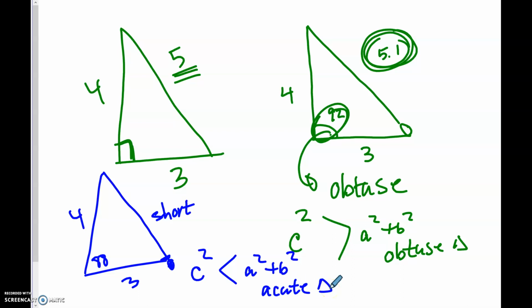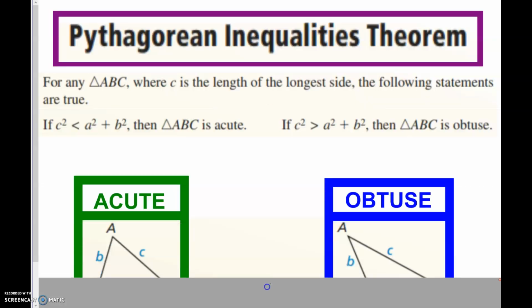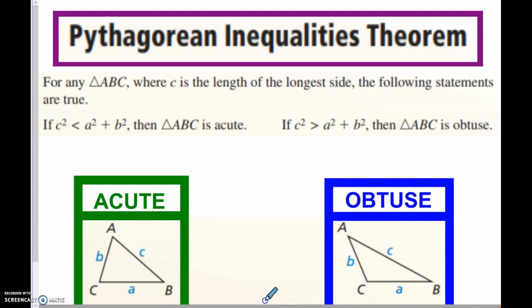Okay, so what we just went through is if a squared plus b squared equals c squared, then we know we have a right triangle. If c squared is bigger, it's an obtuse triangle. If c squared is smaller, it's an acute triangle. Notice that I'm always making my comparison from the right angle. So that's what they're talking about here. If c squared is less, it's acute. If c squared is greater, it's obtuse.